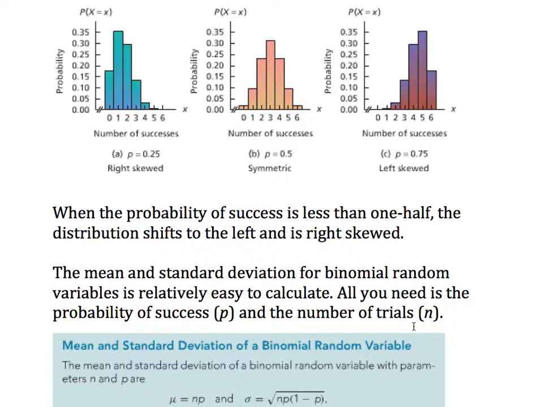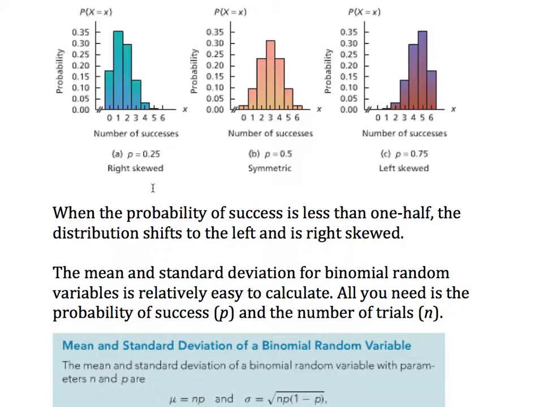You have a probability called P, and that represents the probability of success in an individual trial. So every time you have a trial, you either have a success or a failure. But the thing of interest would be what happens if you have multiple trials.